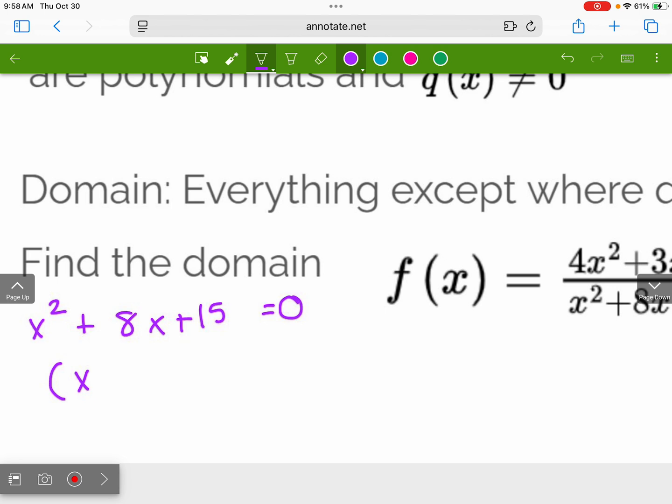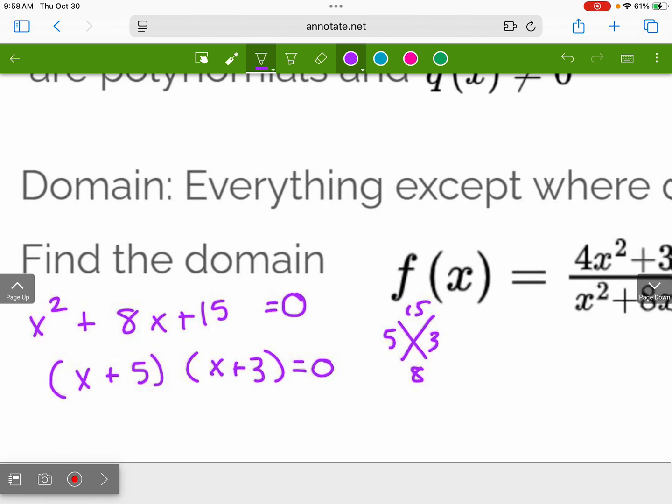5 and 3. Our pair of numbers multiplies to make 15, adds to be 8. So we'd have a positive 5 and a positive 3. So you can factor when our a value is just 1 by just doing the x frame part. Multiplies to be 15, adds to be 8, positive 5, positive 3.